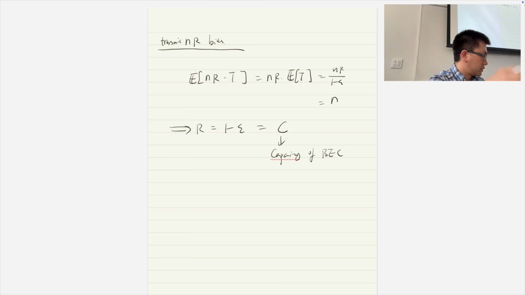So the conclusion is that if we use the feedback, we can design this simple code and achieve the channel capacity, although it's a variable length. Is that clear? So the feedback can be very helpful, although it does not increase the channel capacity in this case. But you can achieve that in a much easier way.